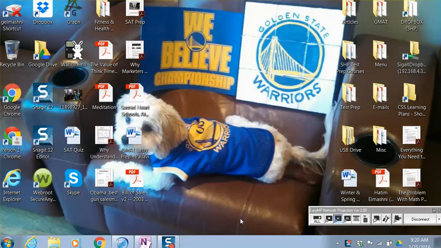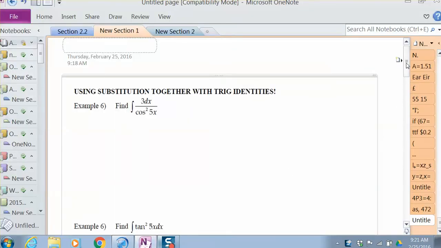Okay, we're now live here in C period on Thursday, February 25th. We're going to be covering the second half of section 6.2, which is on the indefinite integral, anti-differentiation using substitution. So we'll begin with page 4.